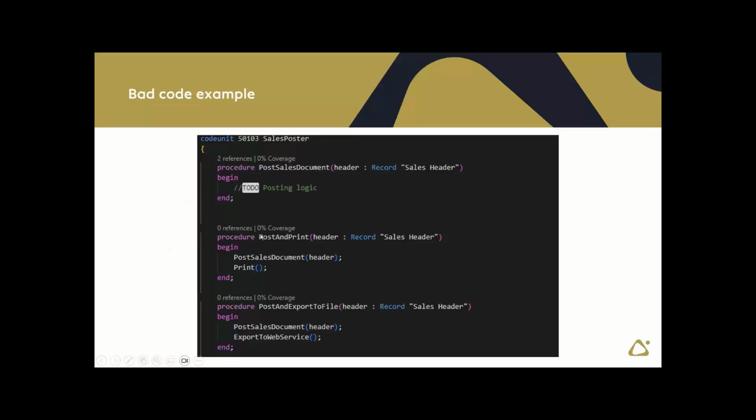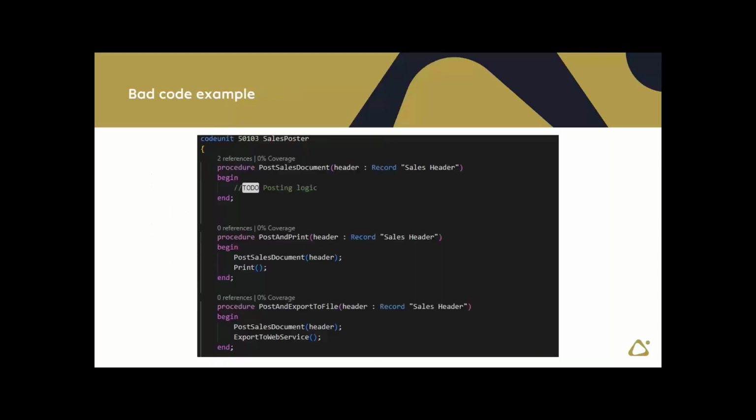So for example, you might have seen code like this. It's not actual code, but you might have seen something like a post sales document logic, with a function which is called post and print, and a function which is called post and export. And you might have additional functions. And every time you add a new functionality, you have to change this code unit because you have to add a new function to it. Or if you don't want to change this code unit, you have to create a new code unit.